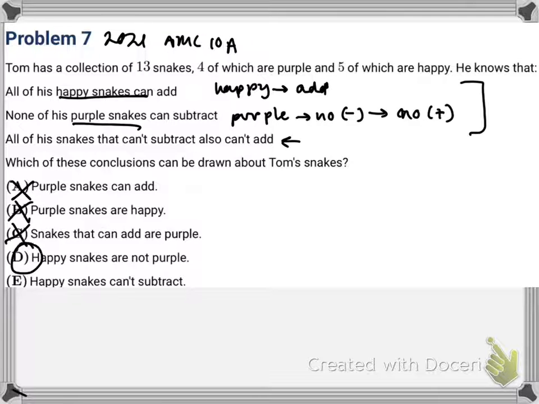So that is our answer, and we can go over E just to check. Happy snakes cannot subtract. Happy snakes can add, but there's nothing about adding leading to subtraction here, so we can't make that conclusion either. So there we go. Our option is D.